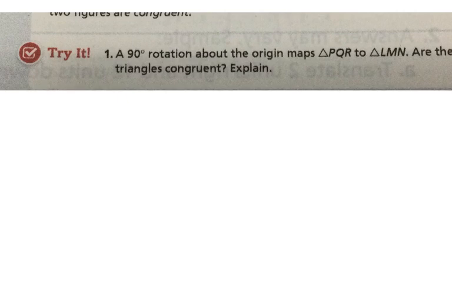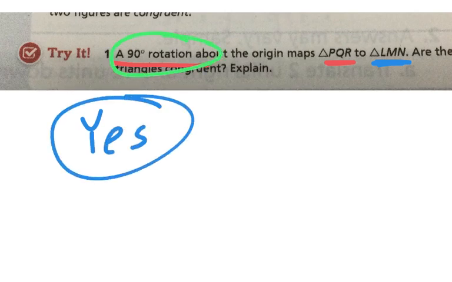So if I did a 90-degree rotation about the origin and I moved triangle PQR and it lined up with triangle LMN, can we say these two triangles are congruent? So basically what happened, they rotated this triangle 90 degrees. When they did that, it mapped directly on top of triangle LMN. So are the triangles congruent? Yes, they are congruent because they map exactly on top of each other using only rigid motion. Rotation is rigid motion, so we didn't stretch it, didn't compress it, none of those things.